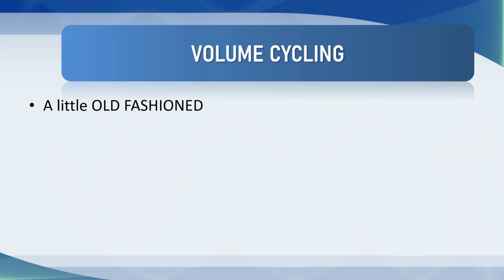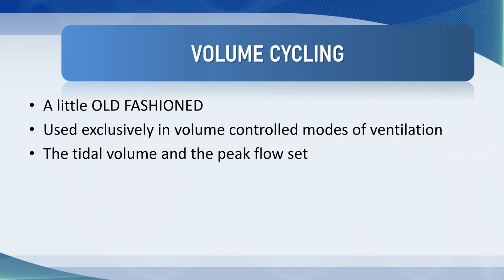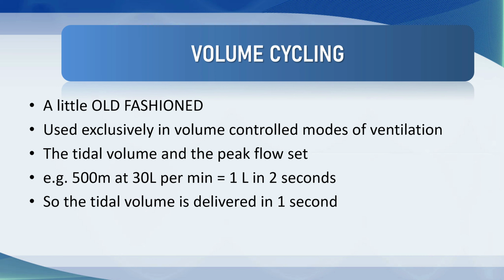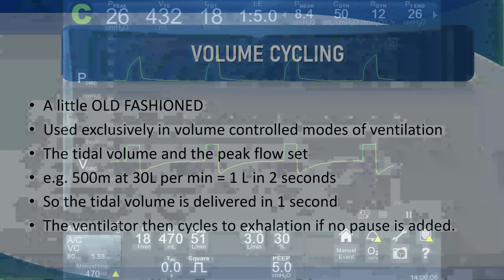In many ways, volume cycling is a little bit old-fashioned. It's used exclusively, of course, in volume control modes of ventilation. You set the tidal volume and the peak flow. For example, 500 mils at 30 litres per minute is 1 litre in 2 seconds. So the tidal volume is delivered in 1 second. And then the ventilator cycles to exhalation if no pause is added.